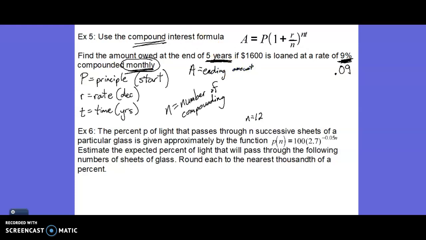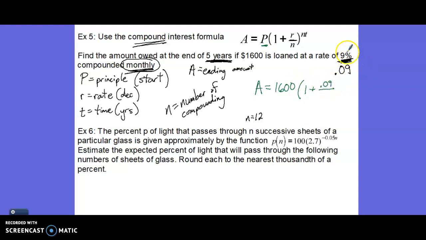So those are all of the variables. So let's go ahead and get to the problem. They're asking you for the ending amount at the end of 5 years. If we start with 1600, I'm replacing P with 1600. 1 plus, I already talked about changing the percent to a decimal.